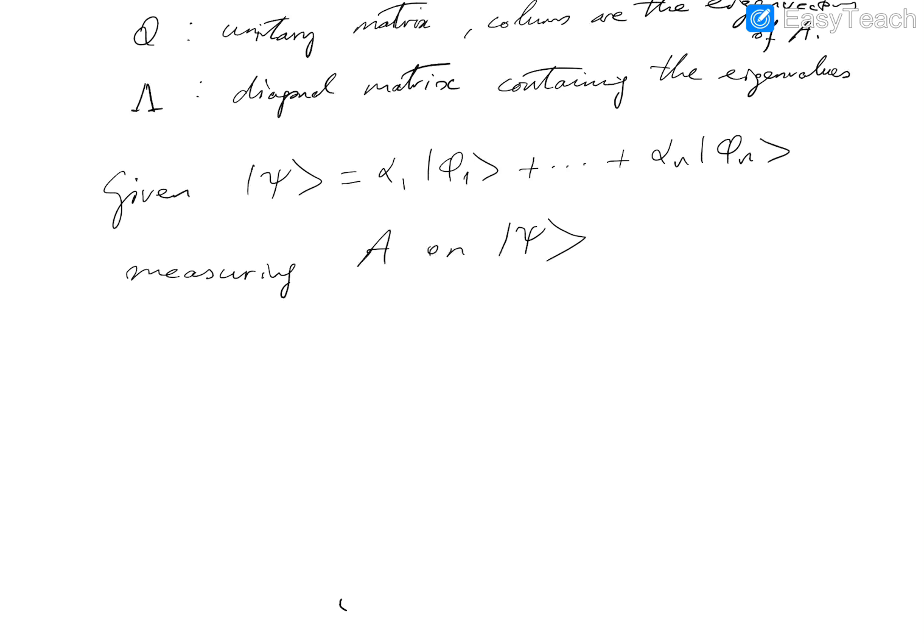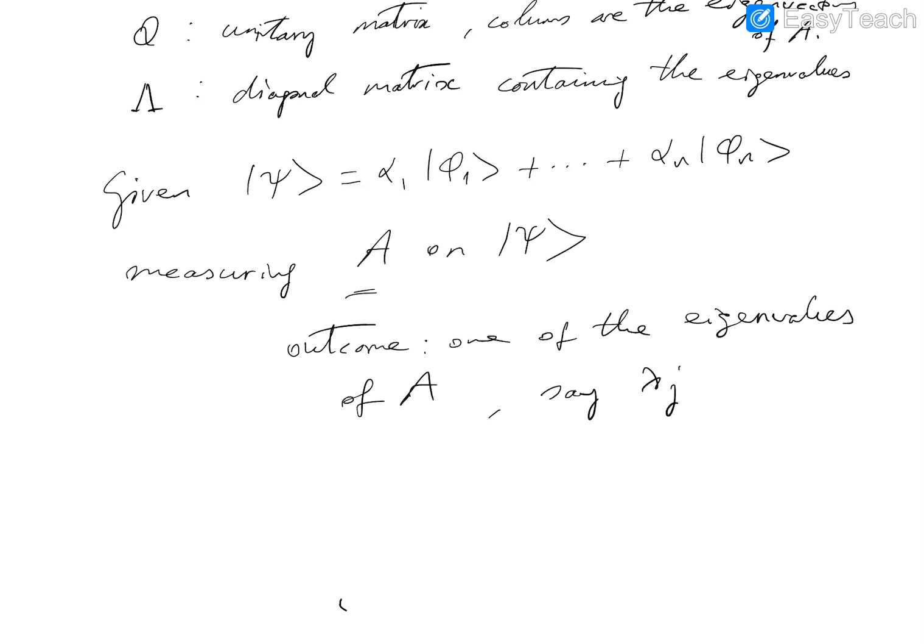Okay, so the outcome of the measurement will be one of the eigenvalues of the observable A, say lambda j. And we obtain lambda j with probability magnitude alpha j squared. And then the system will be left in state phi j. So the new state of the system will be the corresponding eigenvector of the measured eigenvalue. This is how the measurement process works. Let me give an example to make it more concrete.